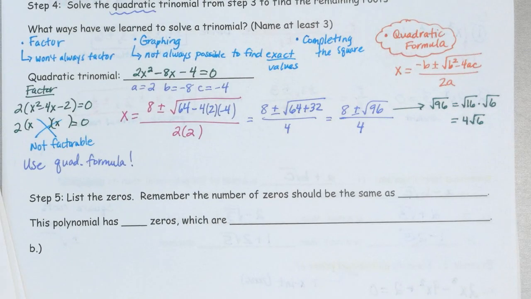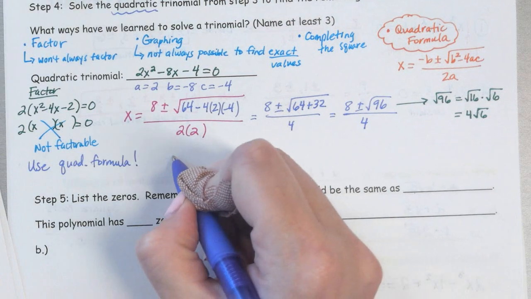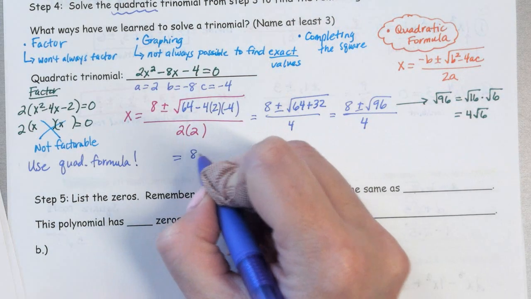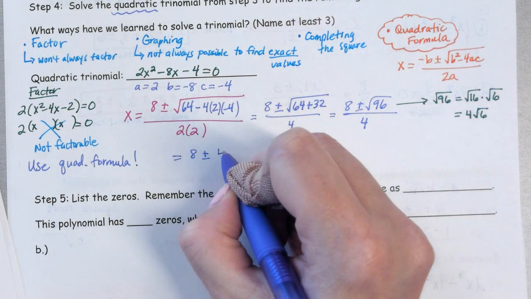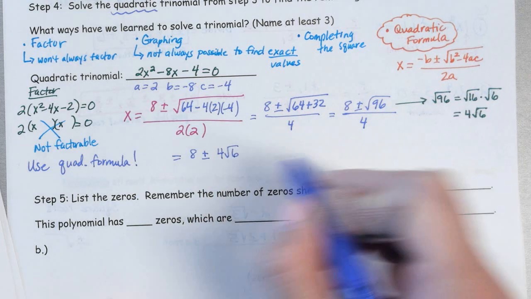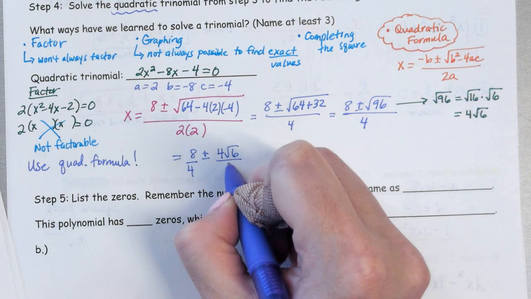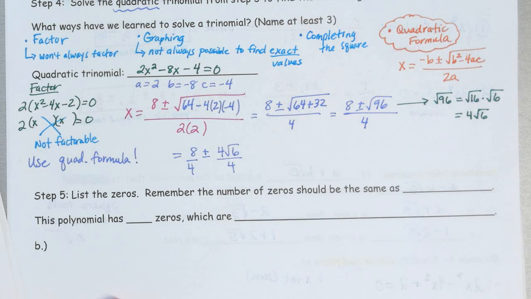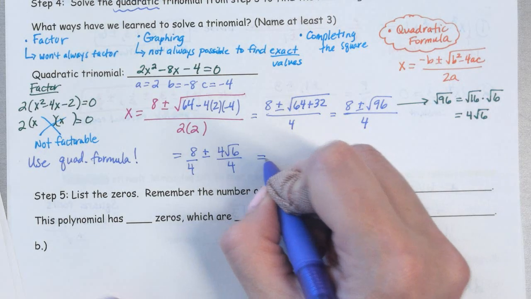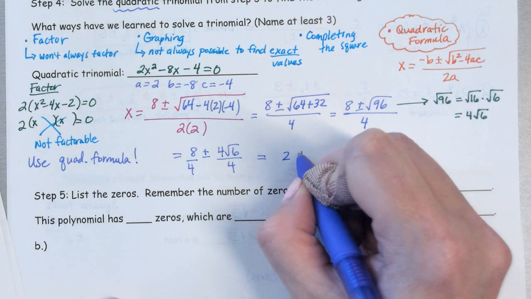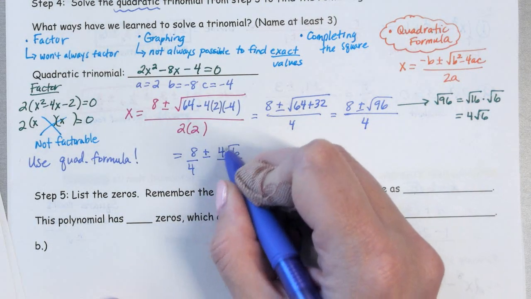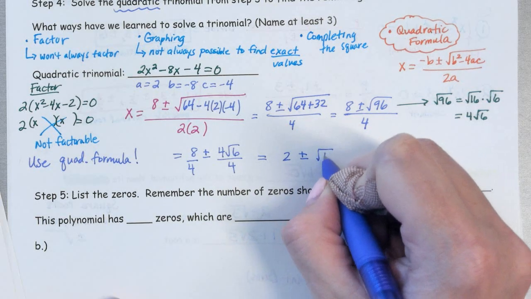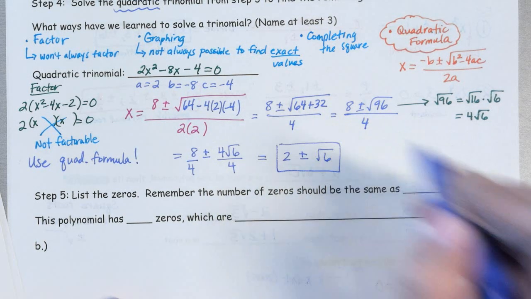All right, so now our last step of simplifying, this is going to be 8 plus or minus 4 root 6. And then remember, you divide both of these by 4. So you have to divide both of them by 4 to get your final answer. So 8 divided by 4 is 2. 4 divided by 4, those are going to cancel, so you're just left with root 6.